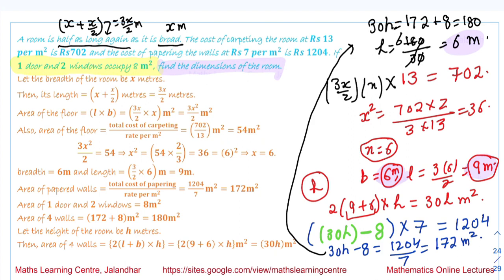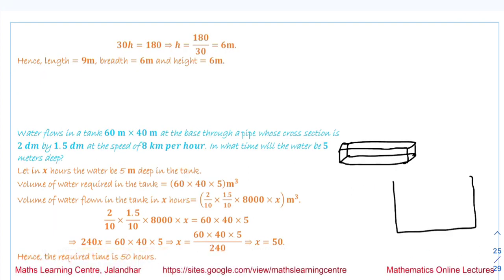Next we have water flows in a tank 60 meter into 40 meter at the base through a pipe whose cross section is 2 decimeter by 1.5 decimeter at the speed of 8 kilometer per hour. In what time will the water be 5 meter deep? So we are talking about the water flows into the tank that is 60 meter into 40 meter. So this tank is given to us and its dimension is 60 meter and on this side it is 40 meter.